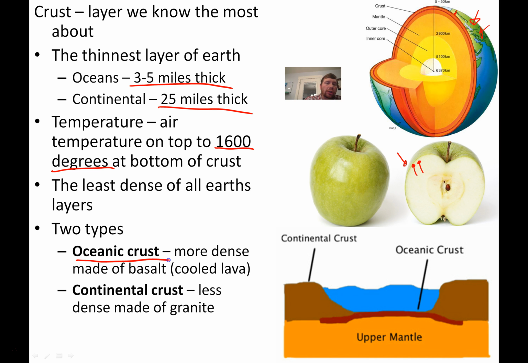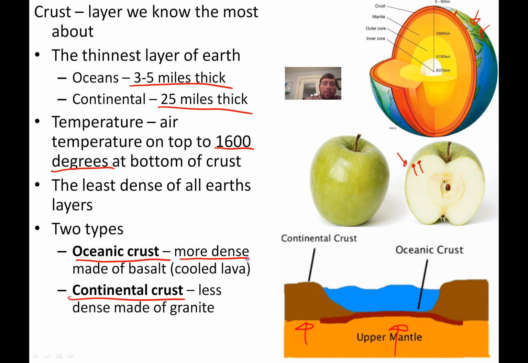We have what we call oceanic crust, and this is going to be the crust that's underneath the ocean. And then we have continental crust. This is going to be the crust that we live on right now. So anywhere that's land, that's going to be continental crust. Now, the reason why we talk about this is there's differences between the 2 different types of crust.